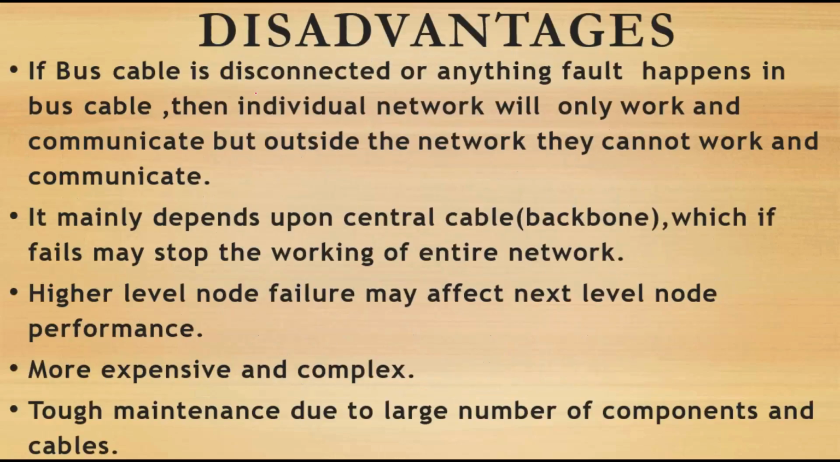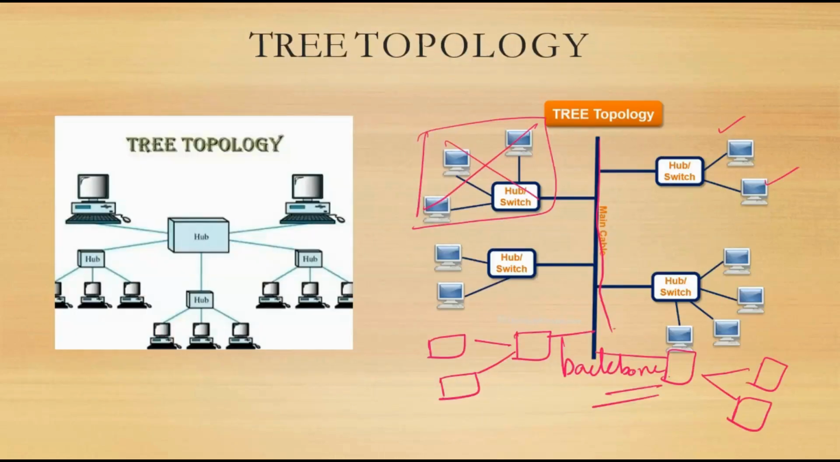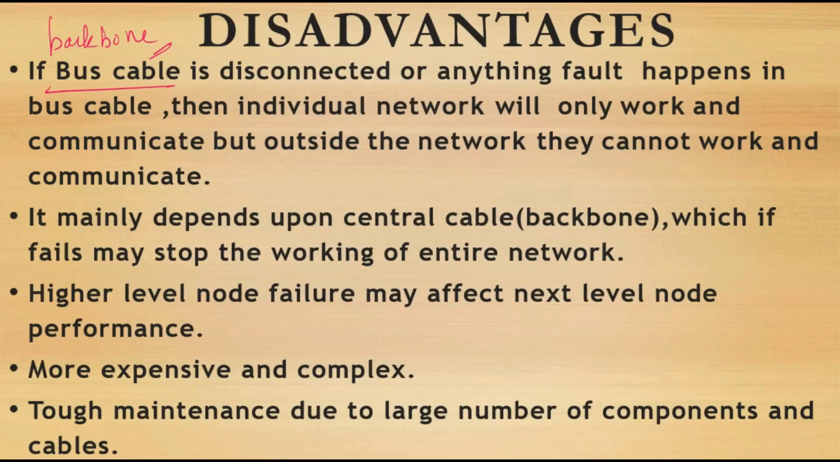Then too, it is not commonly used, and that brings us to the disadvantages. If the bus cable, which is your backbone, is disconnected, or the backbone of this network gets a fault, only the individual networks will work. So the star topology alone will work and communicate, but outside networks cannot. In this tree topology, if the main cable gets any fault or is disconnected, then this one is working and this one is working separately. Each of the star topologies alone will work and send messages to each other.